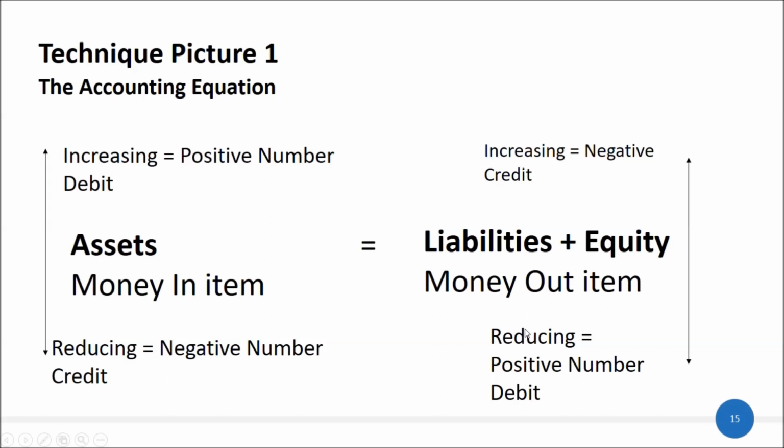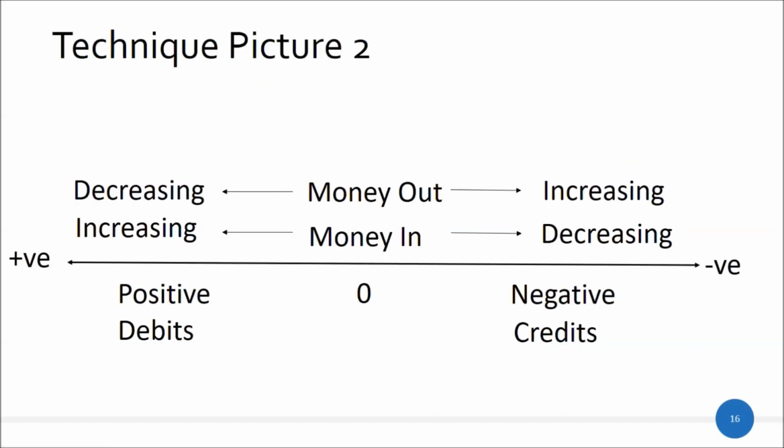We've got picture 1, which you could use. You could alternatively use picture 2 as a number line, which I've shown you previously. So if our money out item is going down, that's a positive money movement, so that's a debit, that's a plus. If our money out item is increasing, that's a negative money movement, that's a credit. If our money in item is going up, that's a positive money movement, that's a debit, that's a plus. If our money in item is going down, it's decreasing, that's a negative money movement, that's a credit, that's negative.